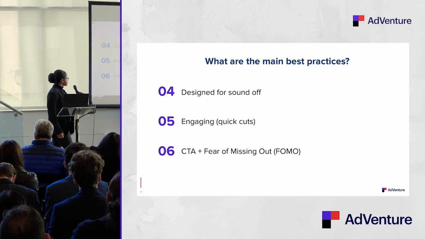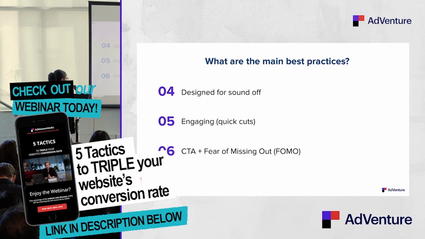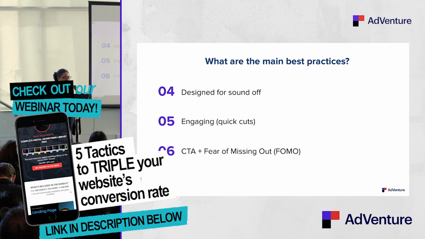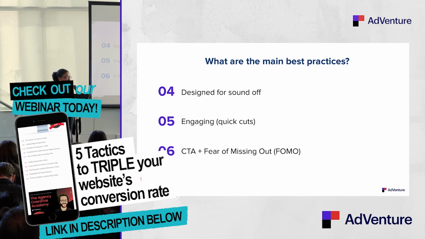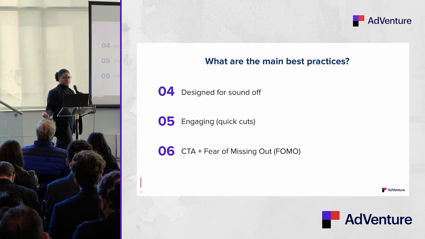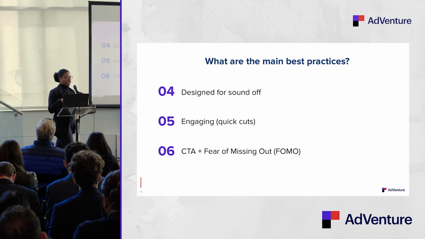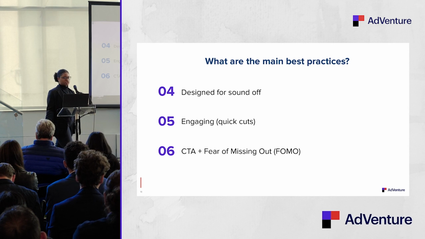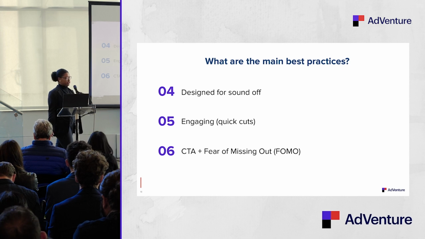Some of the other main best practices is designing your video for sound off. Usually when people are scrolling through their feed, they're doing it with their sound off. That's why it's important to have captions in your video, so if somebody doesn't have their sound on, they know what the UGC is talking about and they can still read it. It's also important to show the product within the first few seconds, because if you don't, people won't know what you're talking about and they'll just scroll right through their feed.